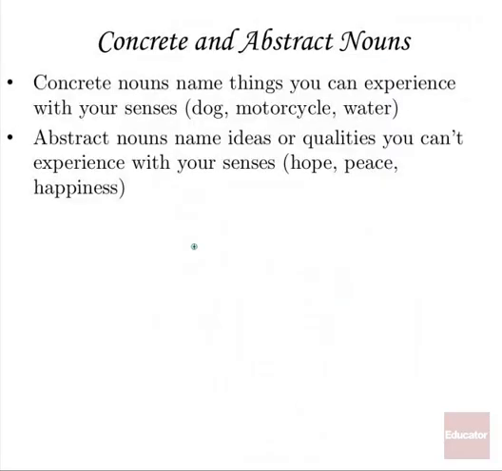All right, now we come to concrete and abstract nouns. Concrete nouns name things that you can experience with your senses. So, for example, dog. You experience a dog with your senses. You see the dog, you hear the dog barking, you smell the dog, you feel the dog. Your senses pretty much tell you everything you need to know about the dog. Or motorcycle, or water. Abstract nouns, by contrast, name qualities or ideas that you can't experience with your senses, such as hope or peace, or happiness, abstract emotions or philosophical concepts.